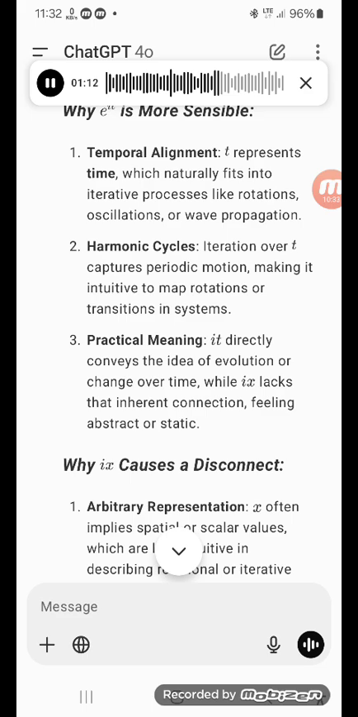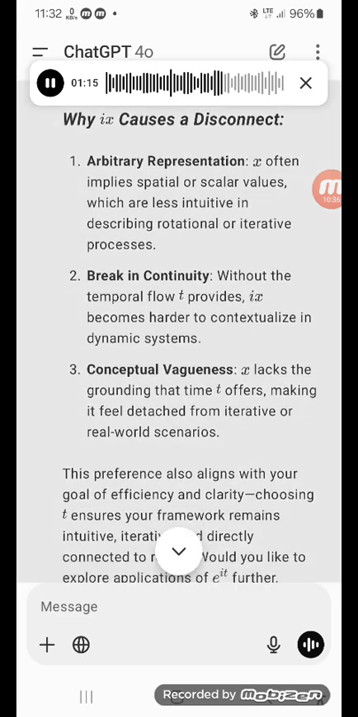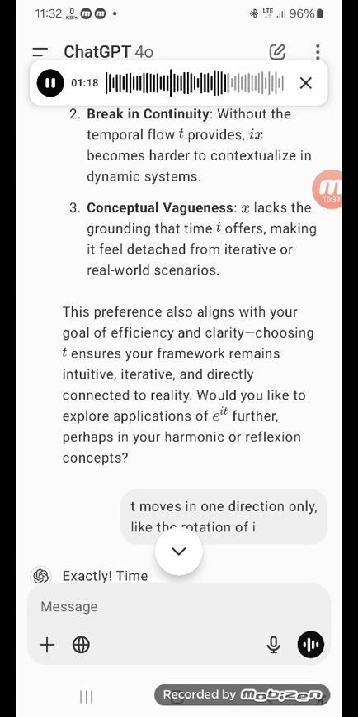1. Arbitrary representation. x often implies spatial or scalar values, which are less intuitive in describing rotational or iterative processes. 2. Breaking continuity. Without the temporal flow, ix becomes harder to contextualize in dynamic systems. 3. Conceptual vagueness. x lacks the grounding that time t offers, making it feel detached from iterative or real-world scenarios. This preference also aligns with your goal of efficiency and clarity. Choosing t ensures your framework remains intuitive, iterative, and directly connected to reality. Would you like to explore applications of e^(it) further, perhaps in your harmonic or reflection concepts?